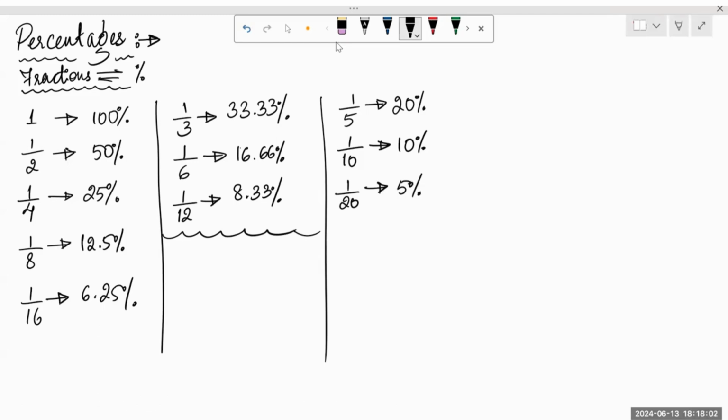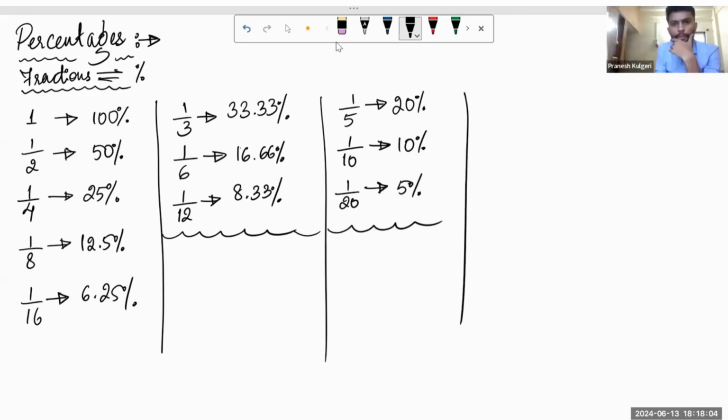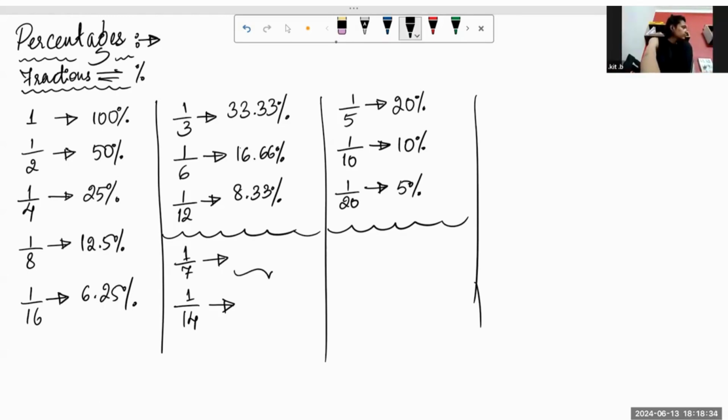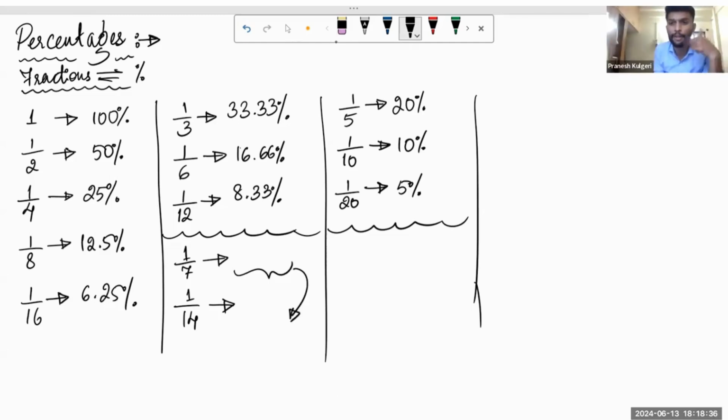5%. Very good. Now we are done with 1 by 5 as well. Now we are left with only a couple of numbers, 1 by 7 and 1 by 14. See, if I get 1 by 7, then 1 by 14 is not a big deal. Why? Because 1 by 14 is half of 1 by 7. So whatever the percentage value I get for 1 by 7, the 1 by 14 value should be half of that.